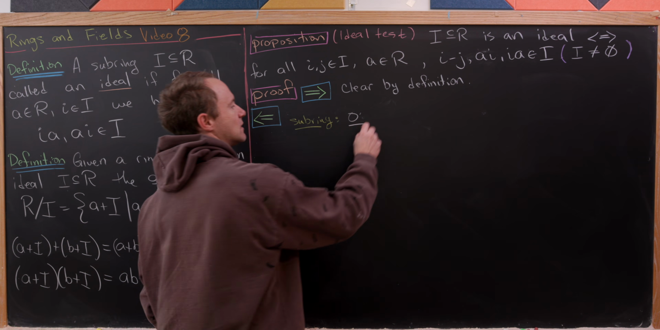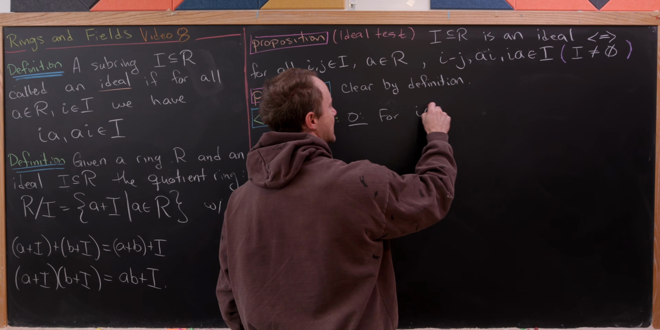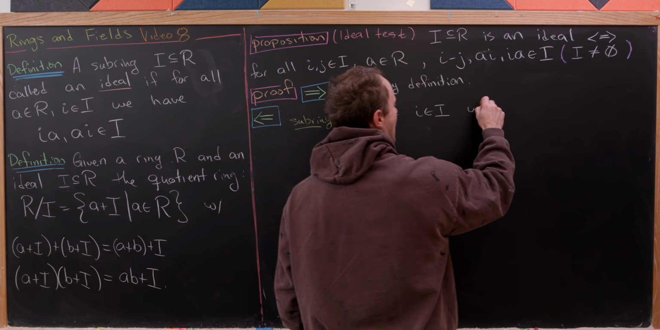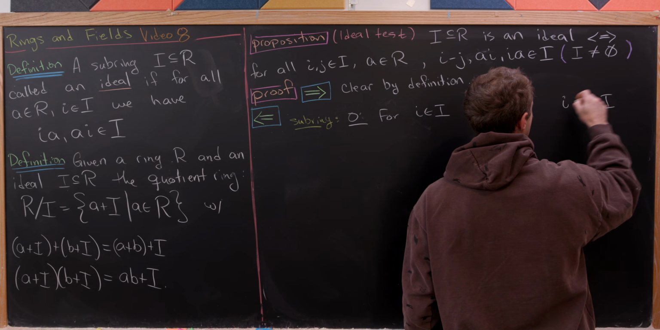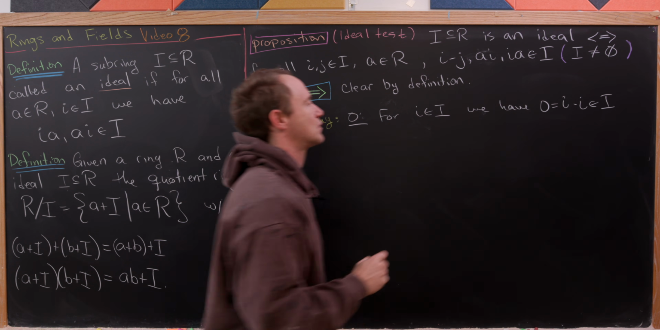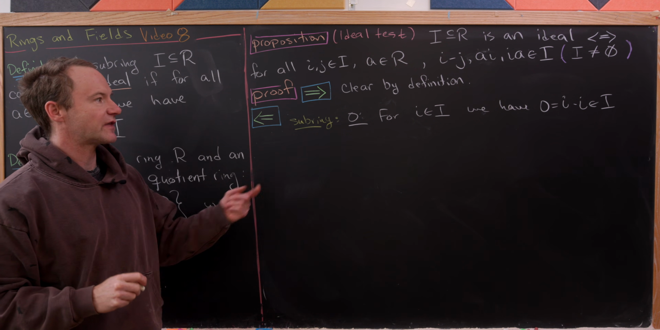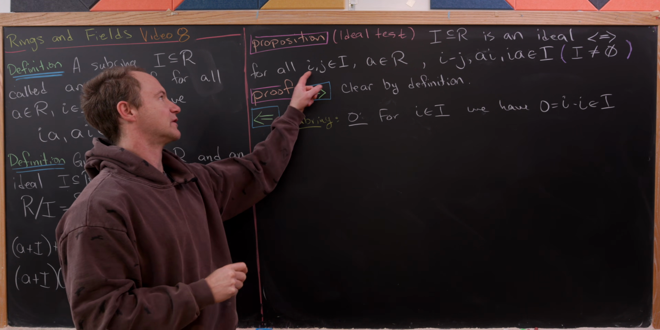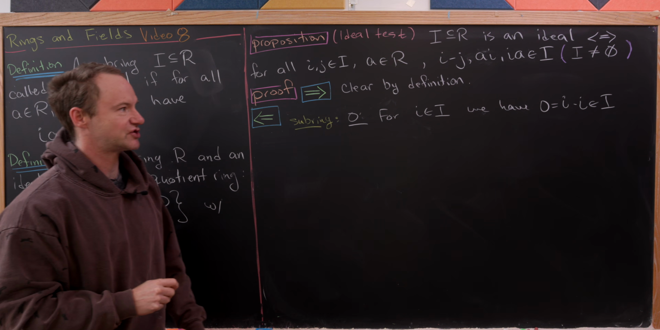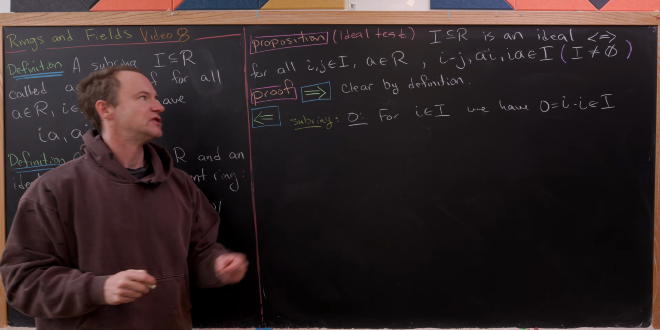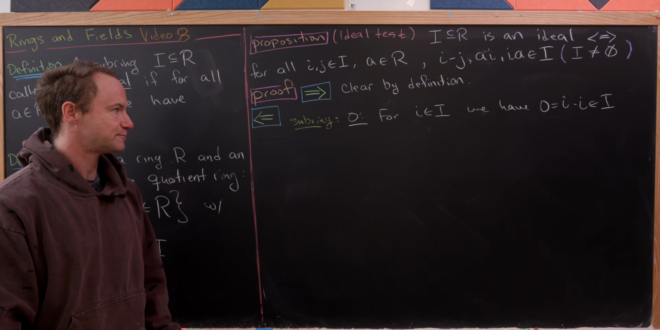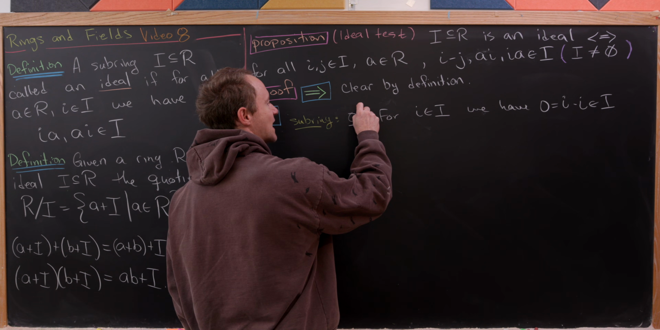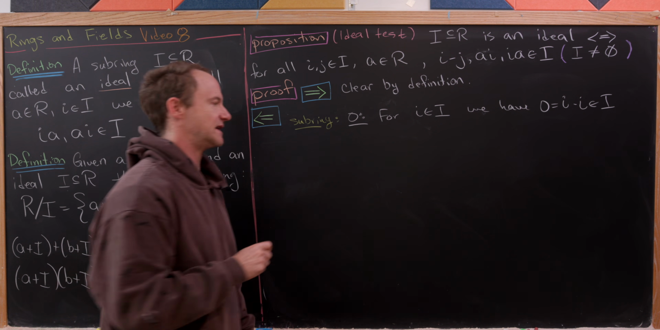Okay, so let's say for i in I, we have i minus i is an element of I, but i minus i is equal to 0. We know that i minus i is an element of I because we know for all i and j in I, i minus j is in I. So we're just using this hypothesis where i and j are the same. Okay, so that means we've got 0 inside of our ideal.